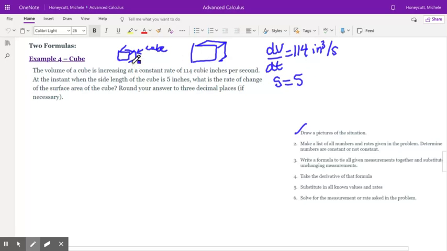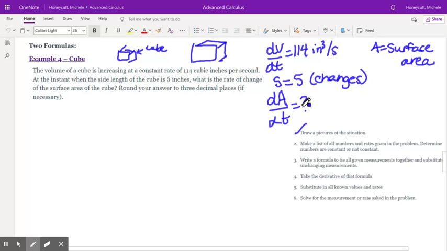And we do know that the cube is growing. So the side of the cube is not going to be 5 the entire time. It's going to grow, so that changes. What is the rate of change of the surface area? So they want to know the rate of change of surface area. I'm going to use an A to stand for surface area. So they're asking what's the rate of change of surface area over time. That's what we're going to solve for. Round your answer to 3 decimal places.